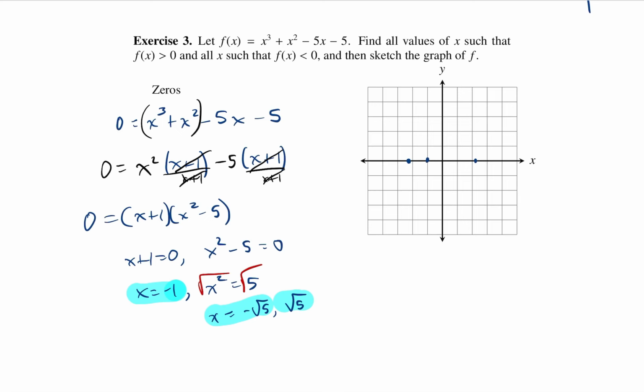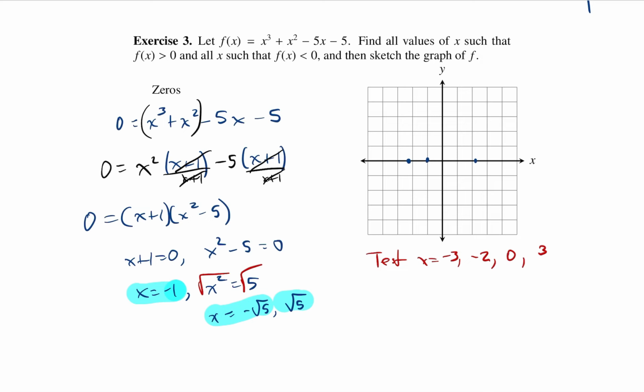All right, and now we need to select any point in each interval to test to see if the function should be above the x-axis or below, positive or negative. So I'm going to test a few values here. Let's test negative 3. We need to test the number that's in between these two zeros, so I'm going to go ahead and test negative 2. Negative 2 is between. And then for that other one, 0 would work. And for the last one, 3 would work.